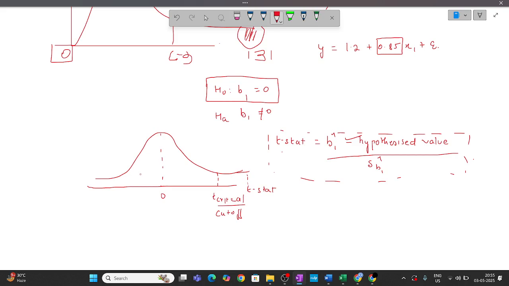Or if the t stat is somewhere here, if it is lower than some lower cutoff, lower critical value, right? If it is less than some lower critical value, I can conclude that the beta 1 is very far away from 0 and I can reject the null and favor the alternate and conclude that there is some linear relationship between x1 and y. Guys, do you remember this from level 1?